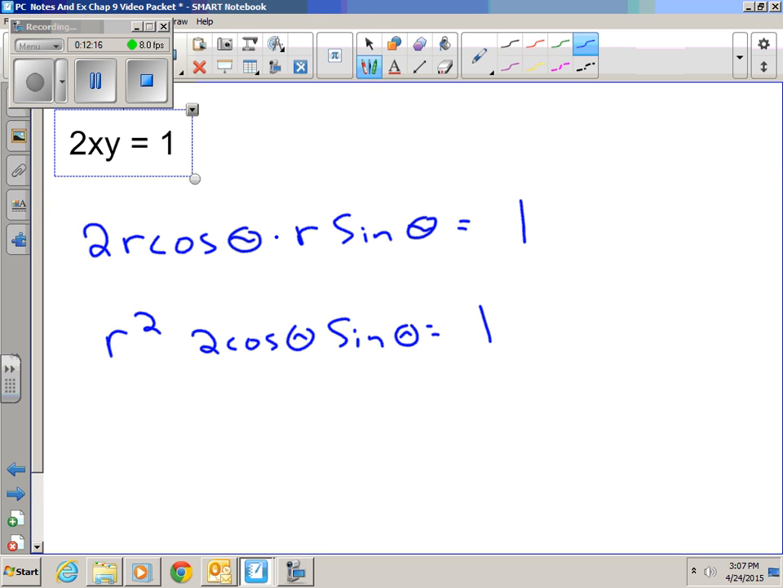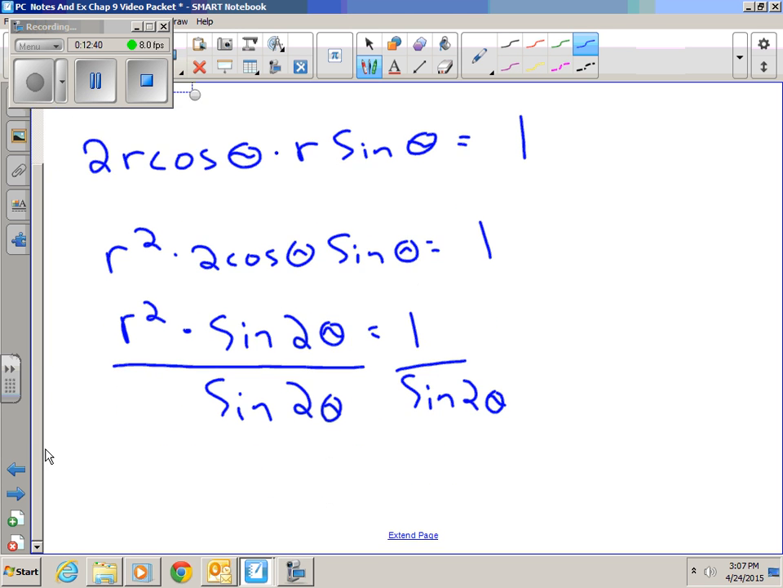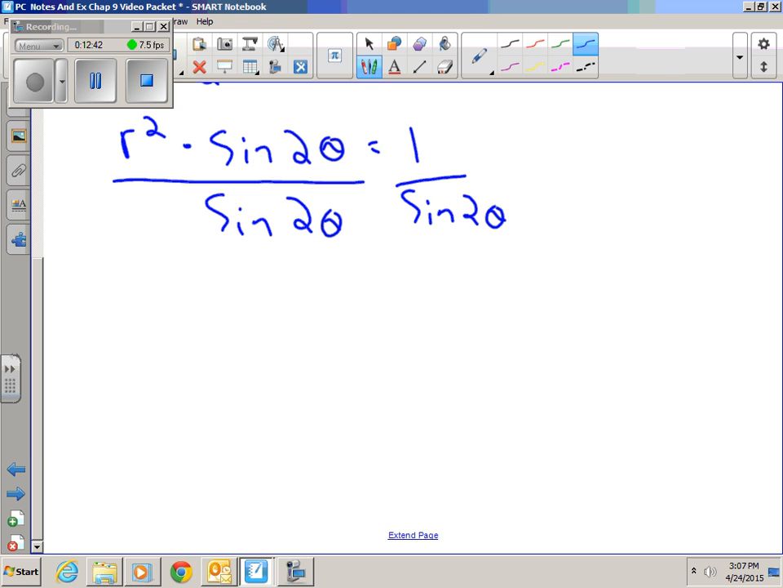I'm hoping you recognize that 2 cosine sine is sine 2 theta. So r squared times sine 2 theta equals 1. I'm going to solve this for r. I'm going to divide both sides by sine 2 theta. So now r squared is equal to 1 over 2 sine theta, which we can leave like that.